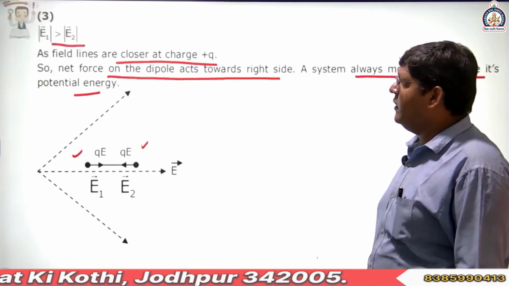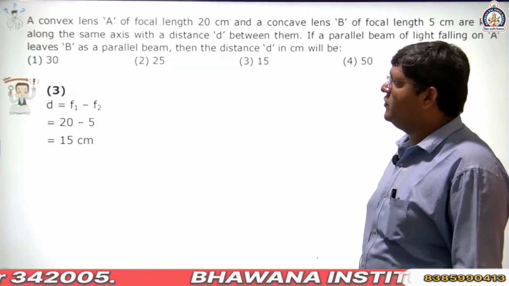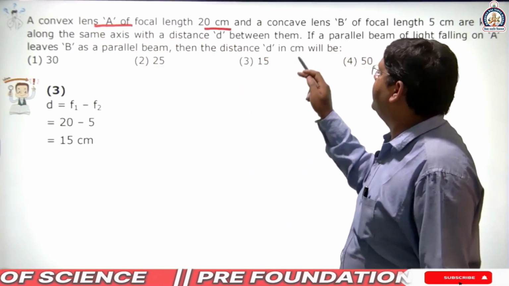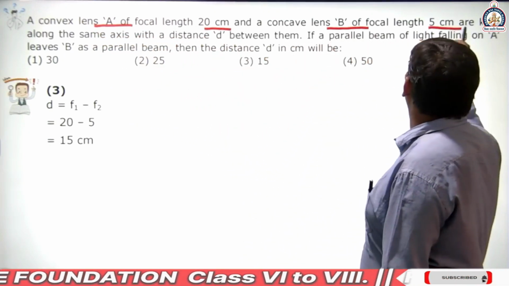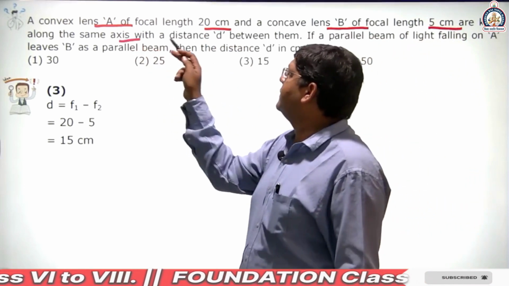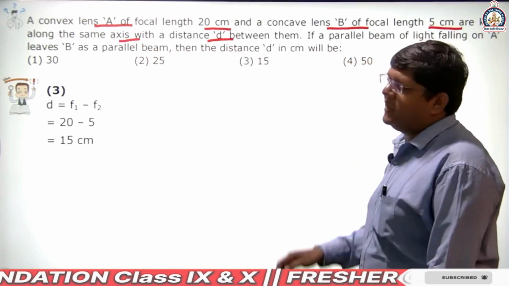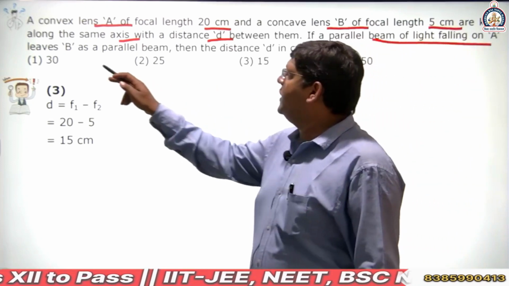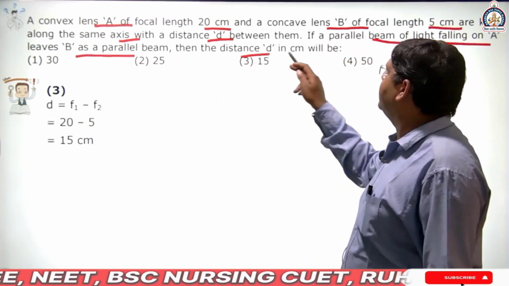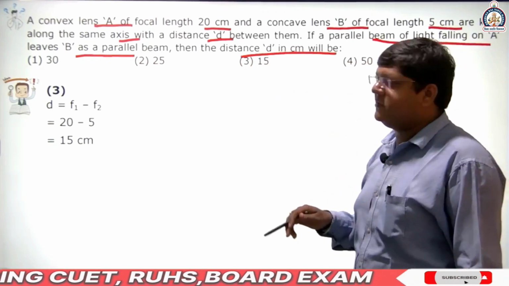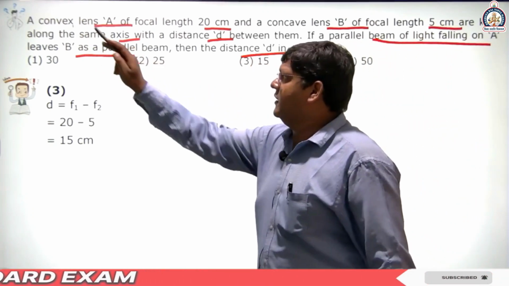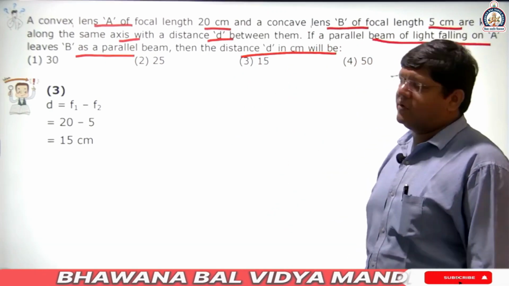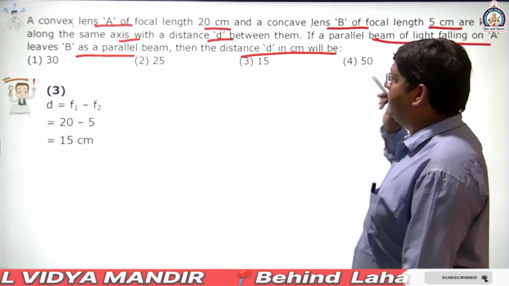Okay. Moving to the next part, the question says, a convex lens A of focal length 20 cm and a concave lens B of focal length 5 cm are kept along the same axis at a small distance d between them. Now, if a parallel beam of light falling on A leaves B as a parallel beam, then find the distance between them. We are provided with two lenses, one convex lens and the other concave lens. We are provided with the focal lengths as 20 and 5 centimeter.